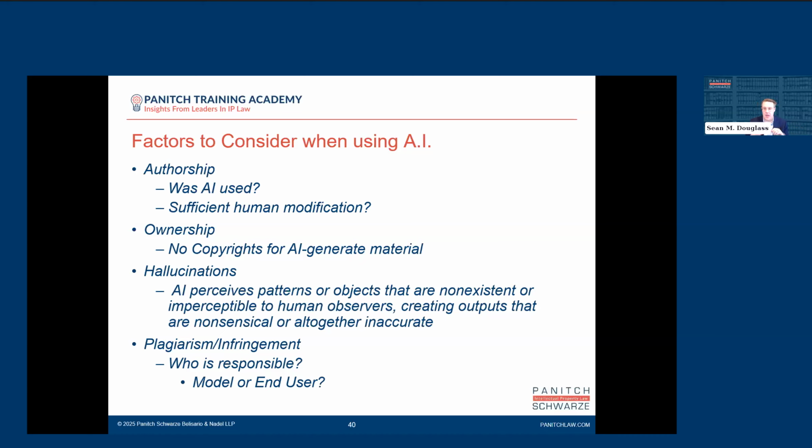And then again, will the end user be responsible for plagiarism? So again, check what the AI model outputs, proofread it, and change it.